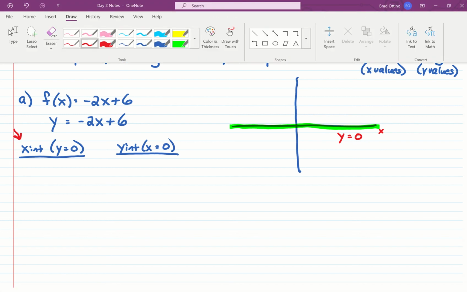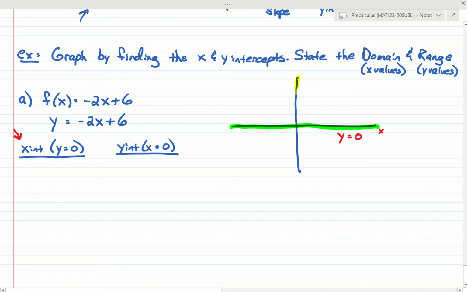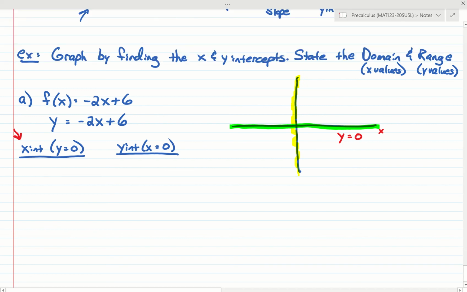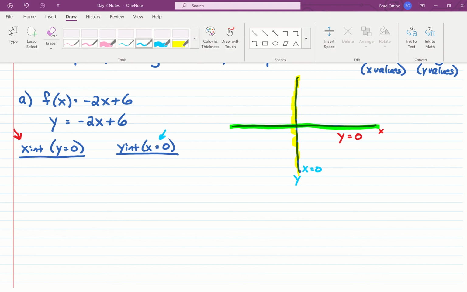And it's the same thing for vertical lines. If we want to know where the graph crosses this line right here, that's the y-axis. We want to know what the y-intercept is. Well, what's the equation of that line? That's just x equals 0, right? So that's why we have it here. So let's go ahead and do this.